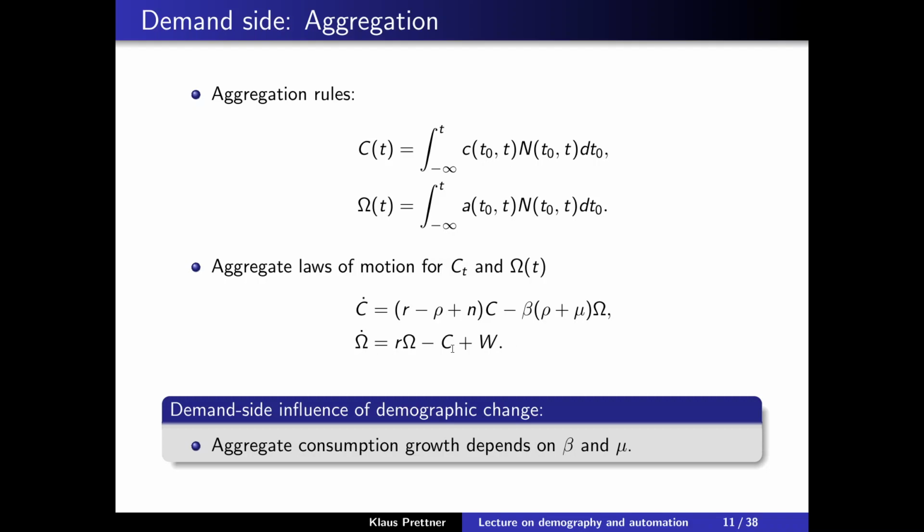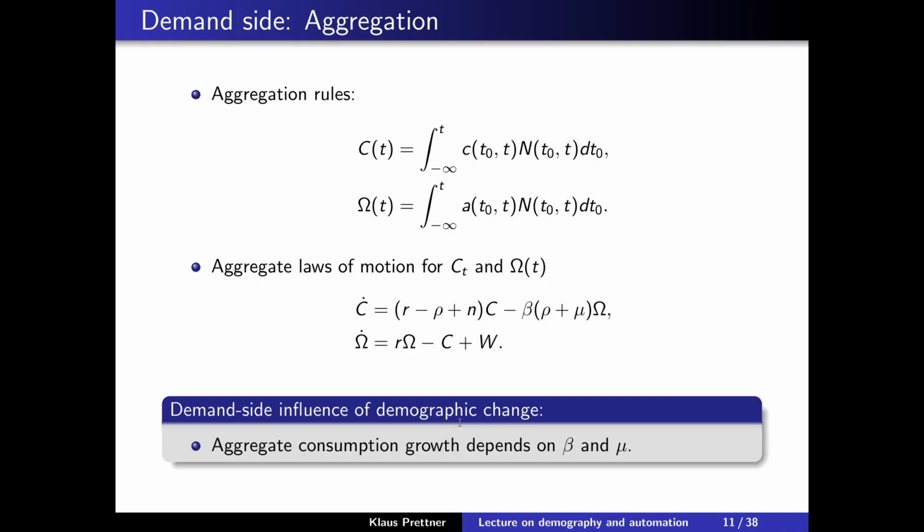With respect to the asset accumulation equation, we basically have the standard resource constraint type of argument, so that everything that is produced has either to be consumed or invested, or in other words, we could have the evolution of assets is a positive function of asset income minus consumption expenditures plus wage income.